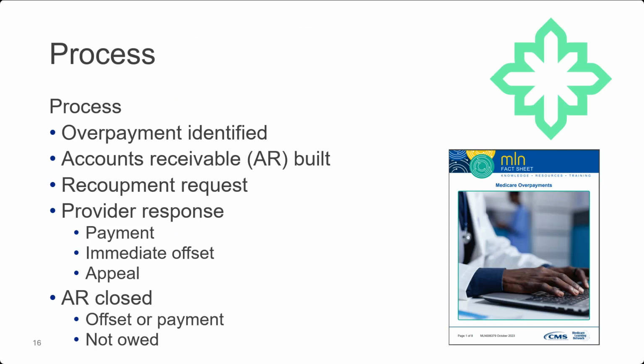So first, in our overpayment process, an overpayment is identified. An accounts receivable is built, which causes a recoupment request to go out. There are time frames, but if the provider responds with payment in that time frame, we will close it. If the provider requests us to begin offsetting immediately, we can do that. The provider may also file an appeal, which can hold up the recoupment, and we'll talk more about that. In order to close the accounts receivable, we can do an offset or we can take a payment. We can also make the appeal decision that, hey, you just don't owe us any money, it processed correctly in the first place. So all of this is part of the process.